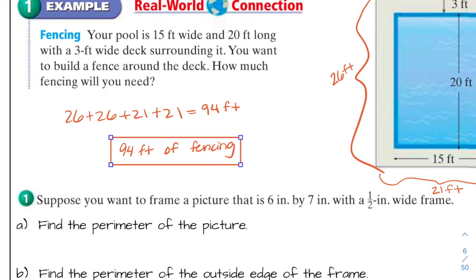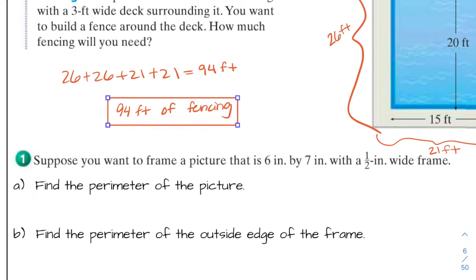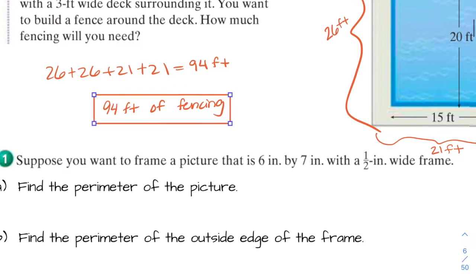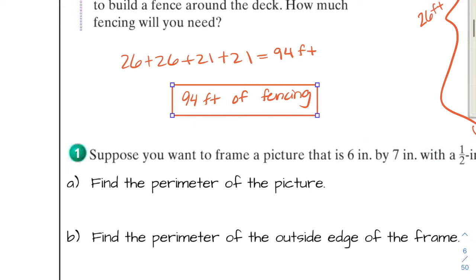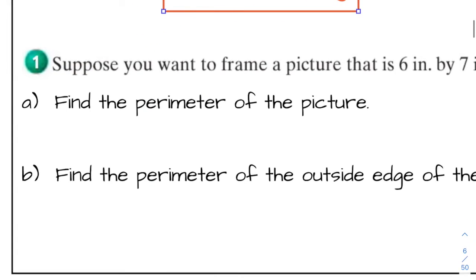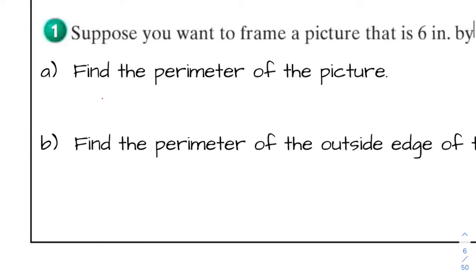Okay, so next one. Suppose you want to frame a picture that is 6 by 7 with a 1/2 inch wide frame. Find the perimeter of the picture. So the perimeter of the picture is 6 plus 6 plus 7 plus 7.